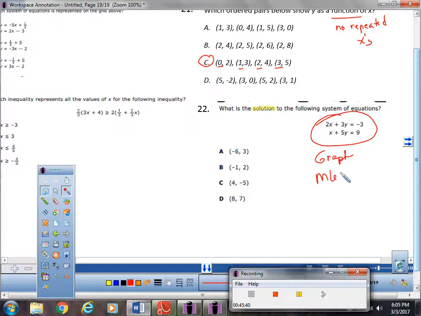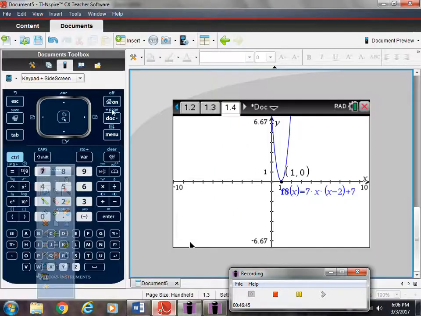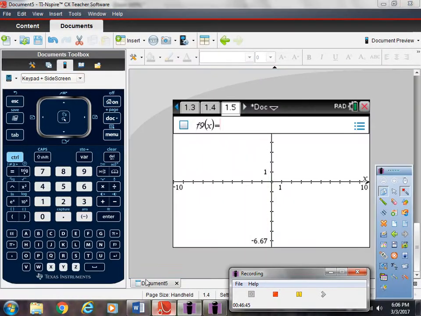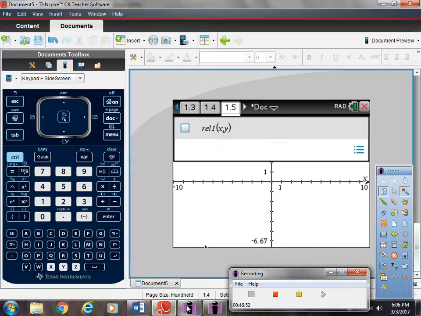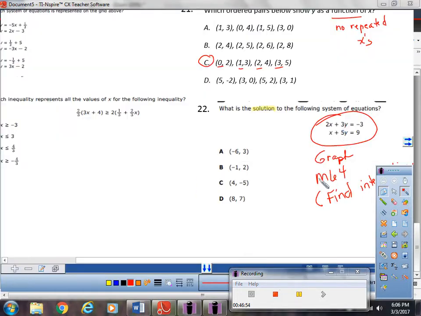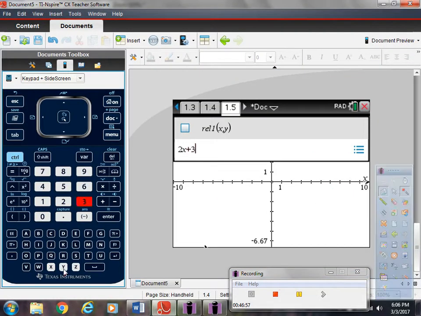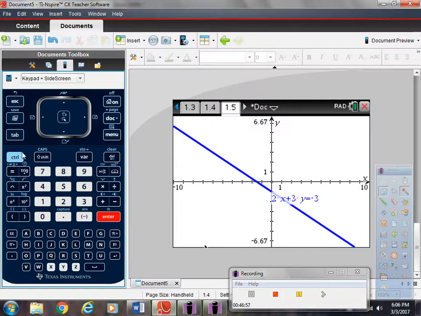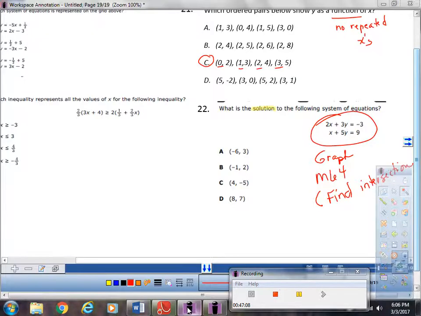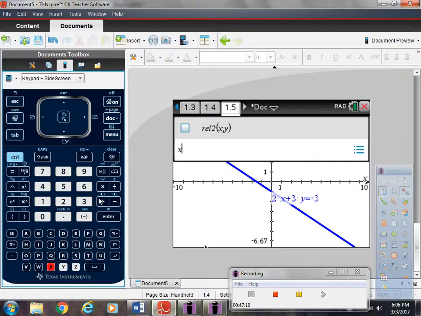And we do have menu 64. So you just want to find out where they intersect. So find intersection, and so menu 64. So we'll go over here, graph it. And you do have to use relations on this one because if you look at those equations, they're not solved for y. So 2x plus 3y equals -3. Hit tab, type in the next one. x plus 5y equals 9.